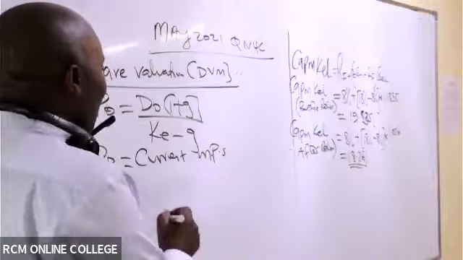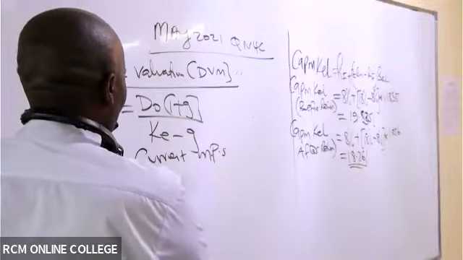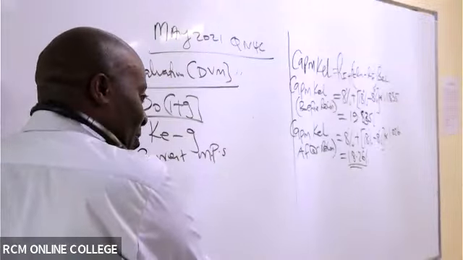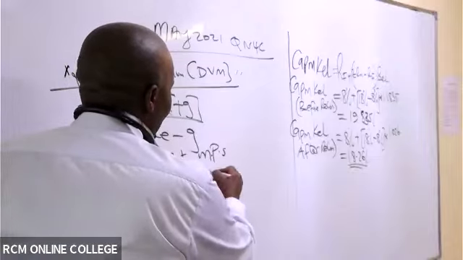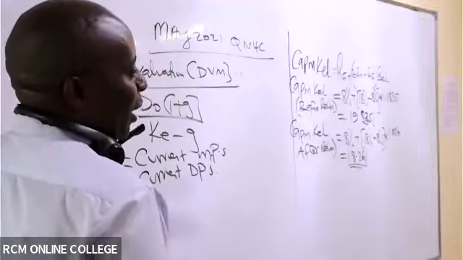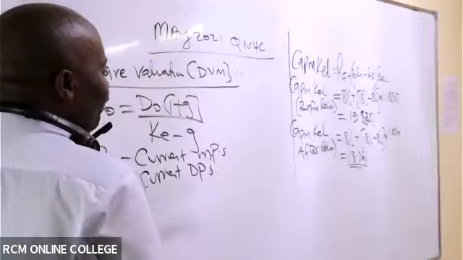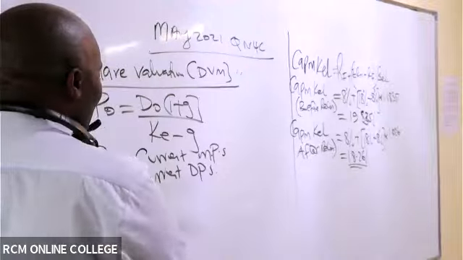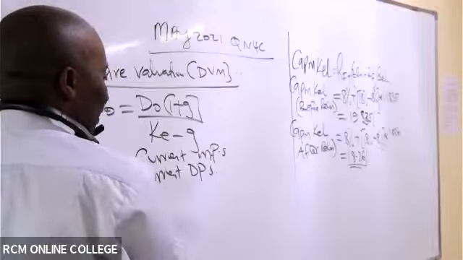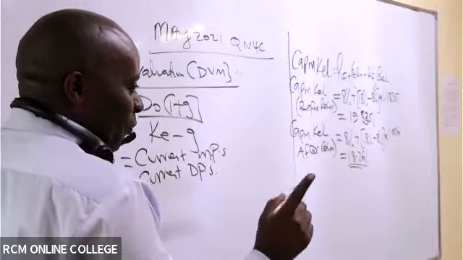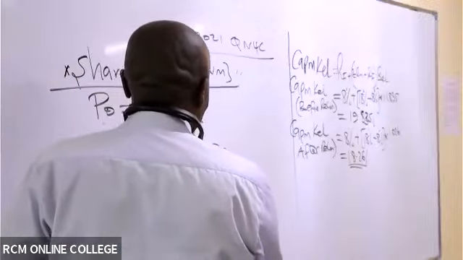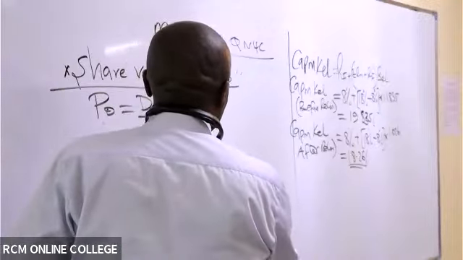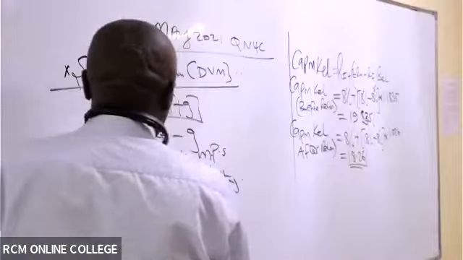All right? How about the 0? You must start with current because of 0. So current dividends per what? Per share. Current dividends per share. How about Ke? Cost of equity. Cost of equity. Thank you so much.